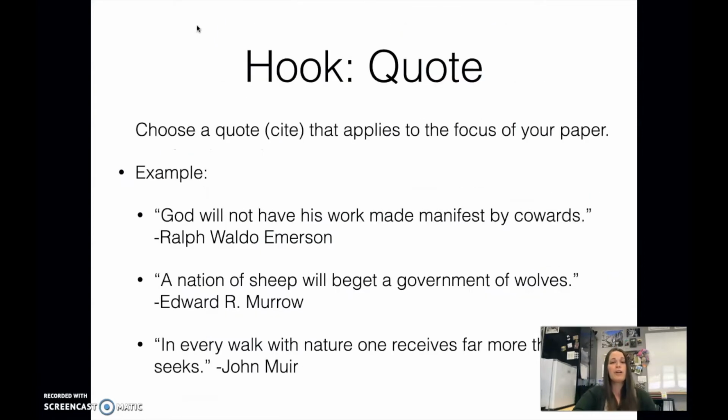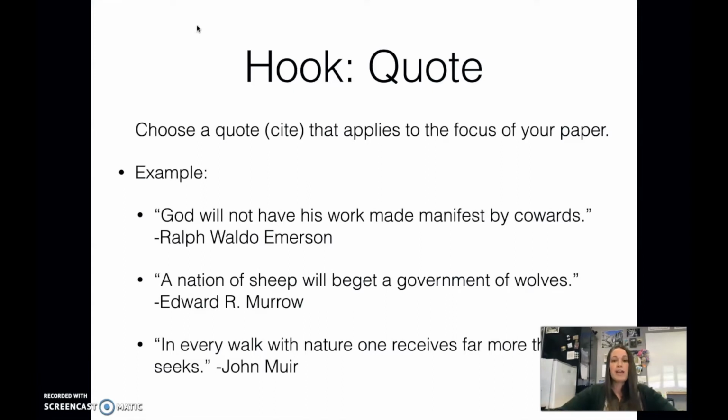Another way you can hook your reader is through the use of a quote. Hopefully it's a really good one. Make sure that you choose one that applies to the focus of your paper. So if your focus is really about doing things on your own or individuality within transcendentalism, you could use Ralph Waldo Emerson, and this comes from Self-Reliance, by the way. "God will not have his work made manifest by cowards." Okay, I like that one because it also mentions God, and the topic of your essay has to do with a Christian response to transcendentalism.